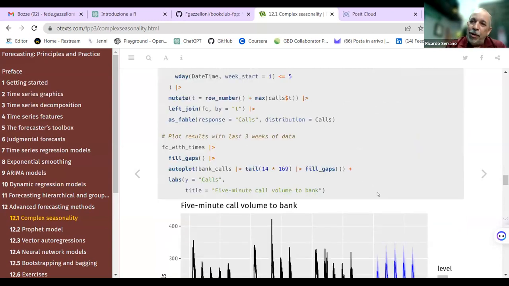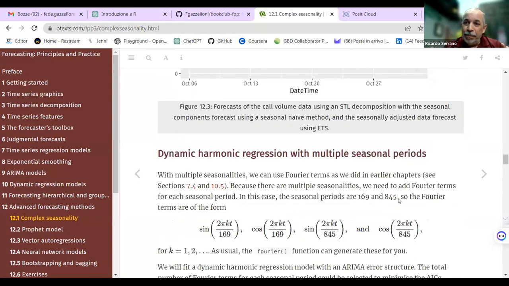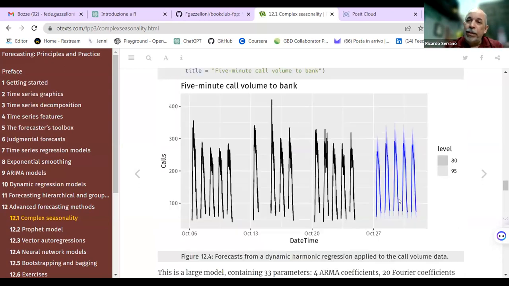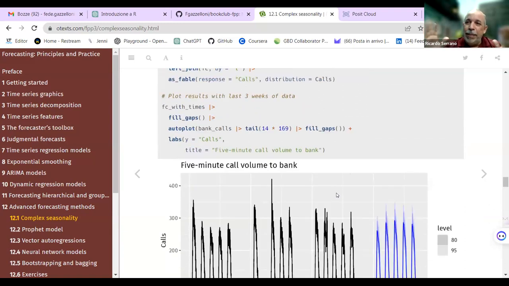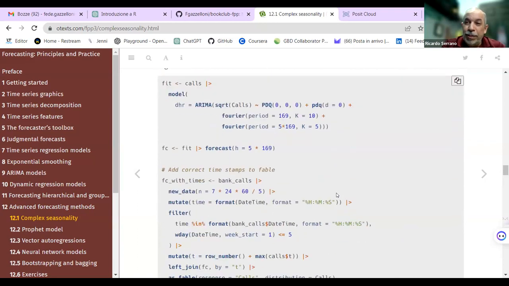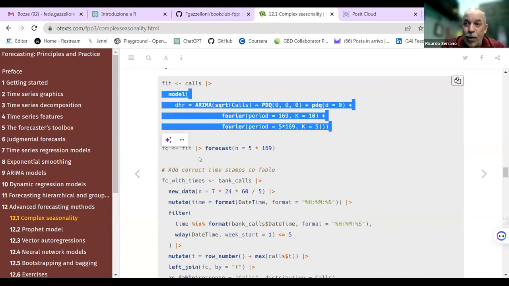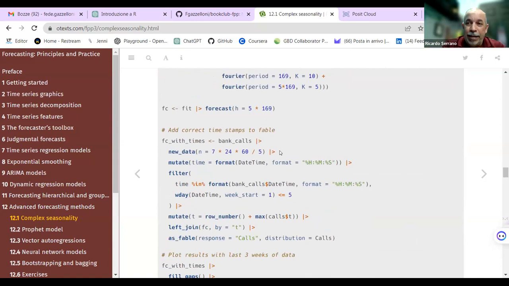The negative part is that this model is very complex, because it has a lot of components because of those Fourier time series. It's a very big model. So if you are going to put it in production, you probably will have some headaches here. It takes a while. I ran it before the start of the session, and it takes a while to run.